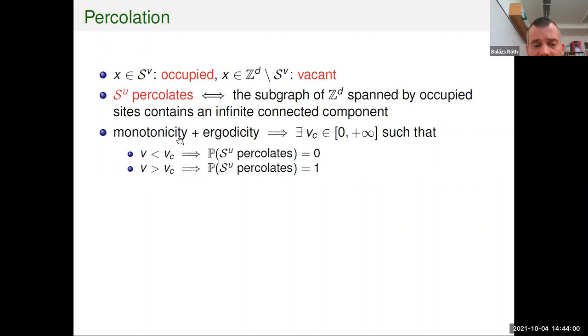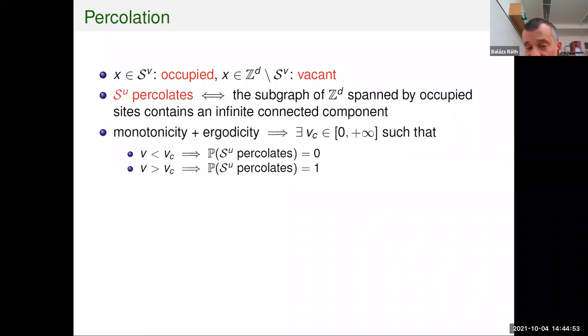By the monotonicity and ergodicity property that I mentioned on the previous slide, it follows that there exists a critical threshold for the intensity parameter that I will call V_c, which can be zero or plus infinity as well, such that the following holds. If the intensity is smaller than the critical intensity, then the set S^V percolates with probability zero, but if the intensity is bigger than this critical threshold, then percolation occurs with probability one. So this is a general fact.